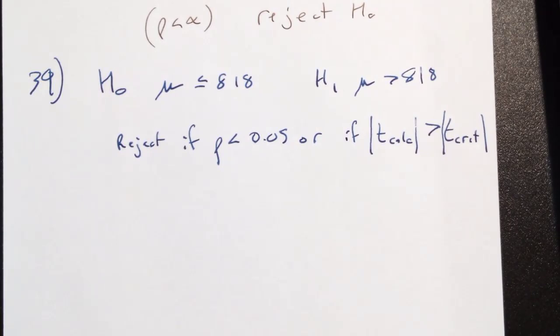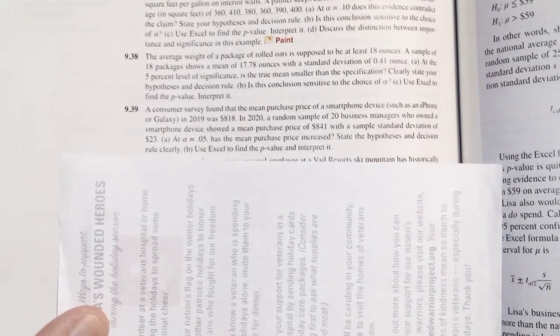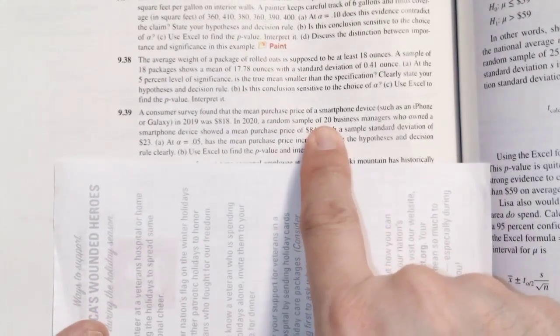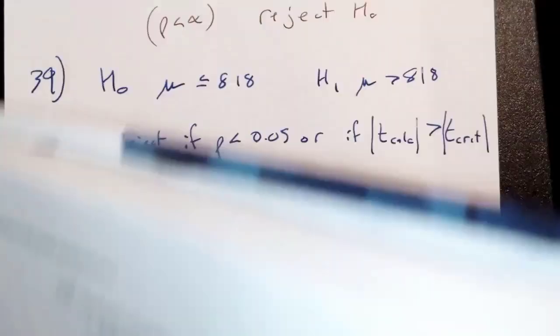So I need a t-calc and a t-crit. T-crit comes from my table. How many people did I survey for this problem? Aha. So my degrees of freedom is 19. 19 degrees of freedom.